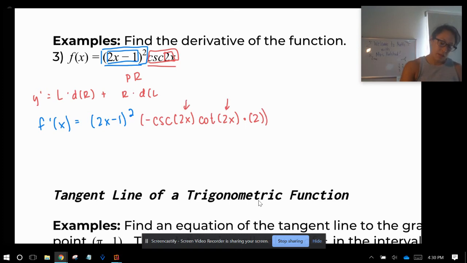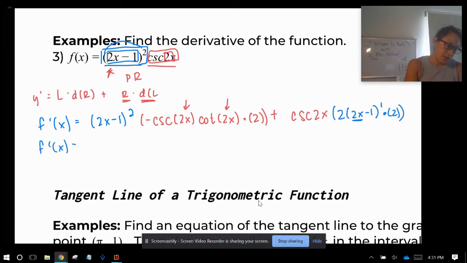And we need another set of parentheses. Then we have our right, which is the cosecant of 2x times the derivative of the left, the blue. So the derivative of the blue is, using chain rule, bring the 2 in front, keep the inside, 2x minus 1, and reduce the power by 1. So to the first power. Then we have to take the derivative of the inside. So the derivative of 2x minus 1 is times 2.